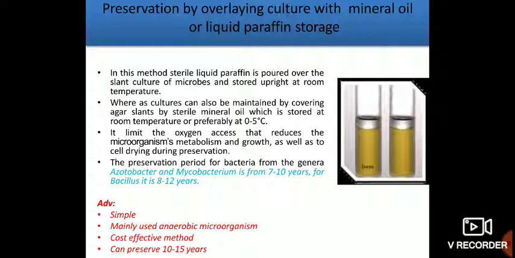Hope you understand. So what we discussed today is the preservation by overlaying the culture with mineral oil as well as lyophilization.